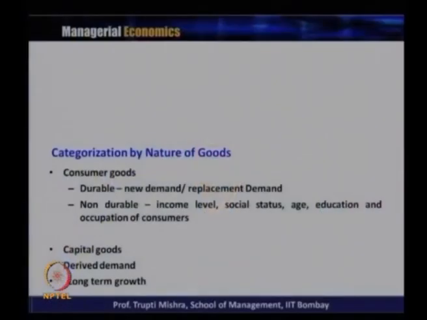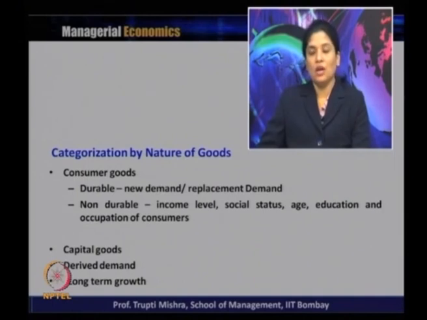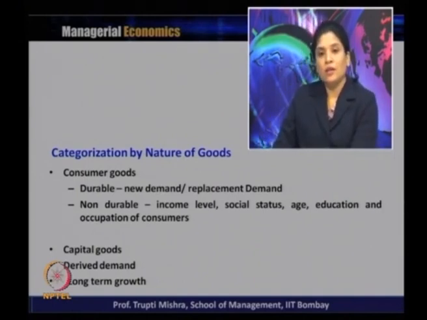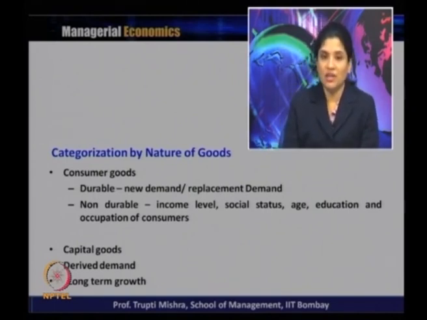Then the categorization is on the basis of the nature of the goods, and here we will take two categories: one on the basis of consumer goods and second on the basis of capital goods. In the case of consumer goods, forecasting is needed for durable goods, either for a new product altogether, new demand, or the replacement demand. And for non-durable goods, the demand differs on the basis of the income level, social status, age, education, occupation of the consumer, and also gender.